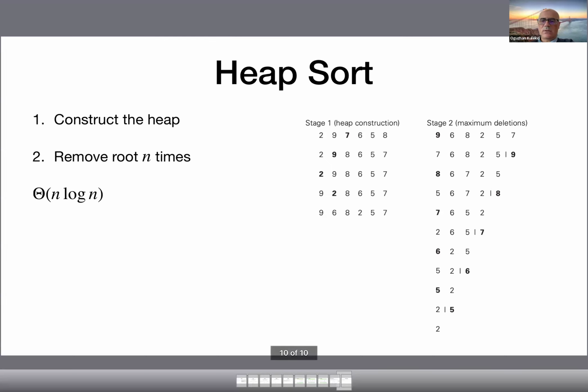Okay, so that is the end of our heap discussion, and I plan to cover some example problems by using the heap in the class.